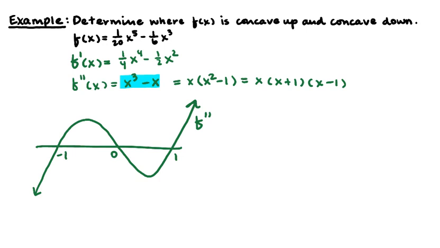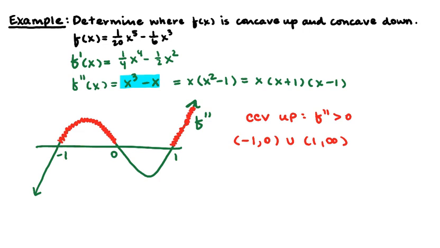Okay, so if we're thinking about concave up, we're interested in where f double prime is positive. So I'm going to say f double prime is greater than 0. I'm going to color in over here where f double prime is greater than 0. And that's looking like the interval from -1 up to 0. You could write this as an inequality if you liked. And also over here, 1 to infinity.